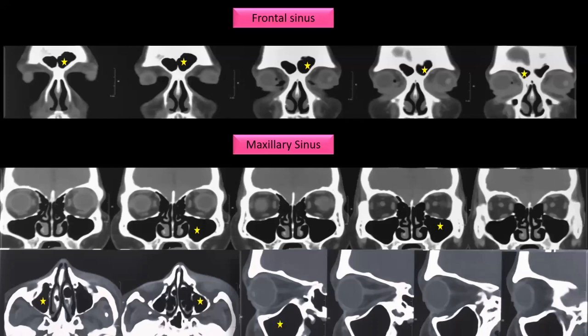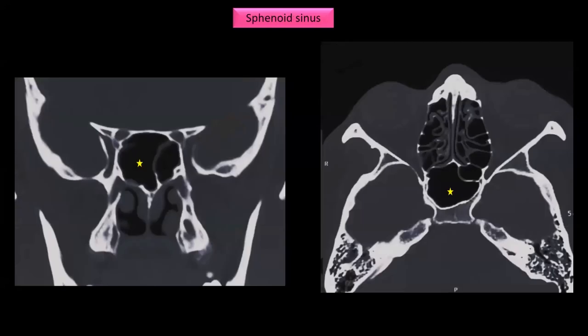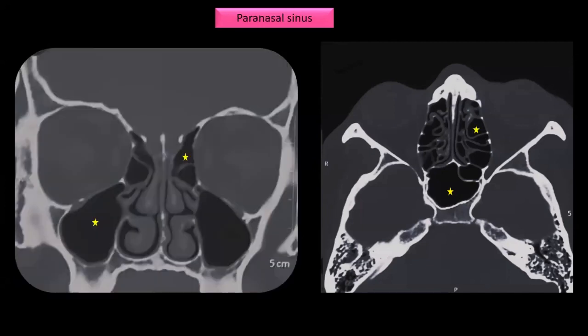The maxillary sinus lies inferiorly to the orbit and is best seen on coronal scan, inferior axial and sagittal section. Medially lies the ethmoidal sinus as seen in coronal and axial scan. The sphenoid sinus lies posterior medial to the orbit and has a common wall with the optic canal as seen in coronal and axial view.